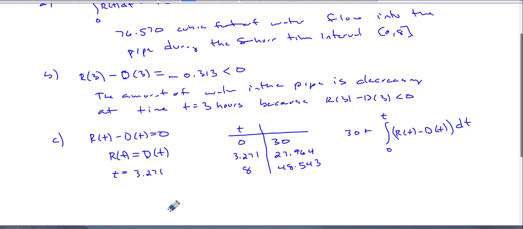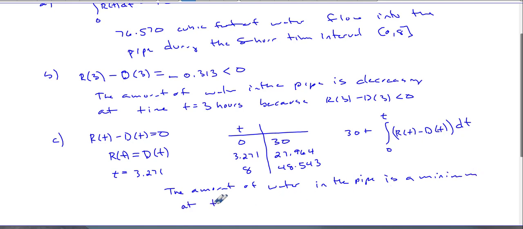So be careful. So the amount of water in the pipe is a minimum at time t equal 3.271 or 272, and then hours is the units.